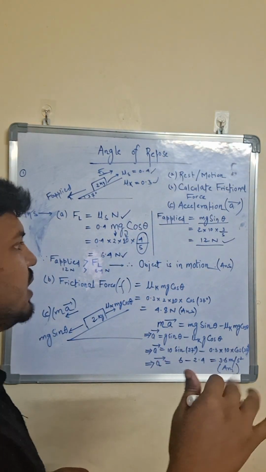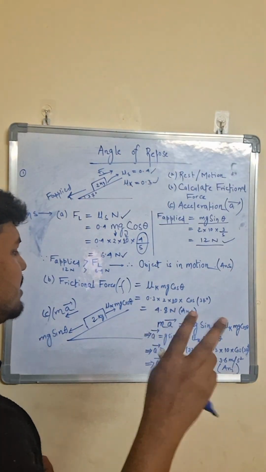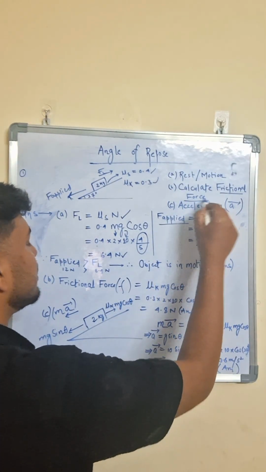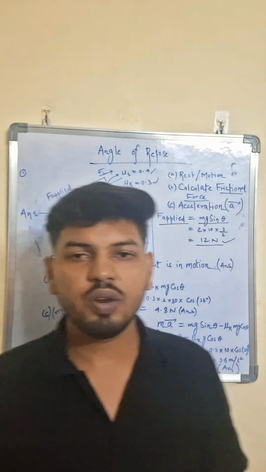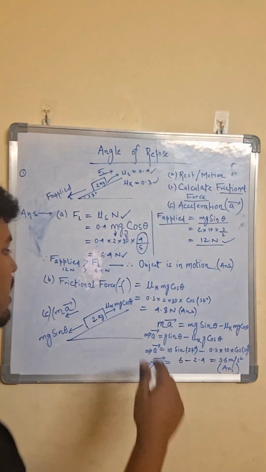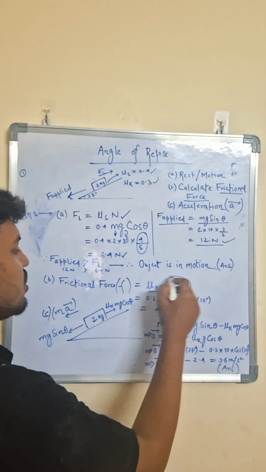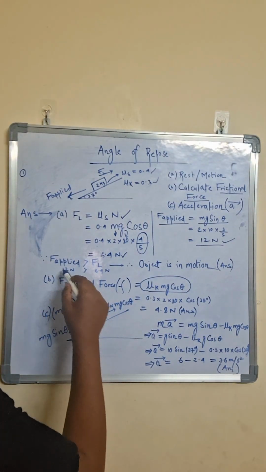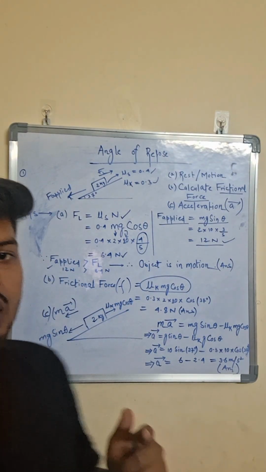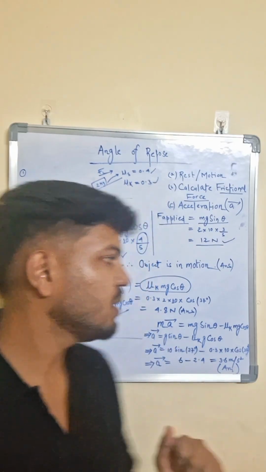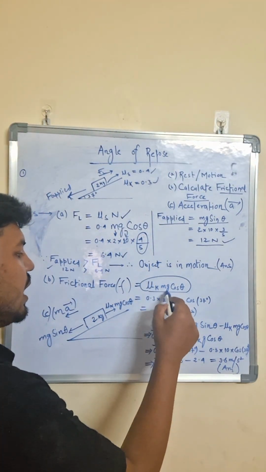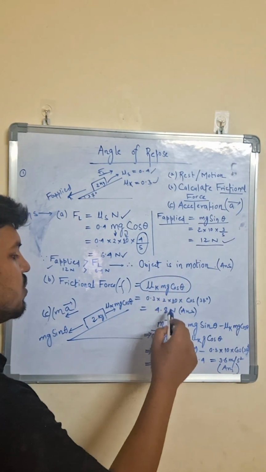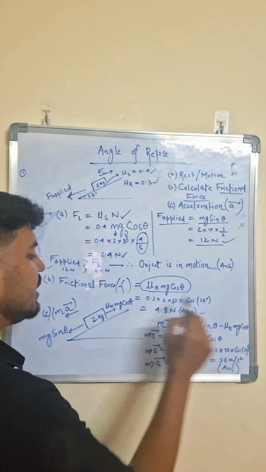Now let's dive into the second part of the question. In the second part, we have to calculate the frictional force. The frictional force is denoted as mu k mg cos theta. Now let me say why mu k? Because here the applied force is greater, so there will be a kinetic friction. So we have taken mu k here, mg cos theta. After putting all the values, we are getting an answer of 4.8.